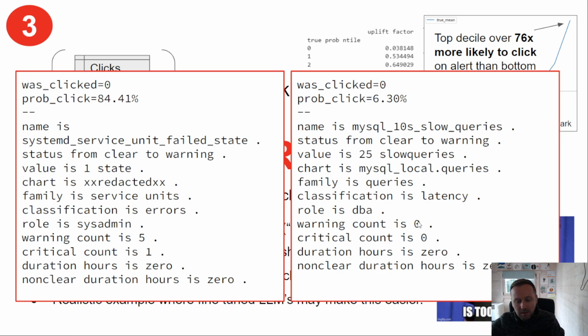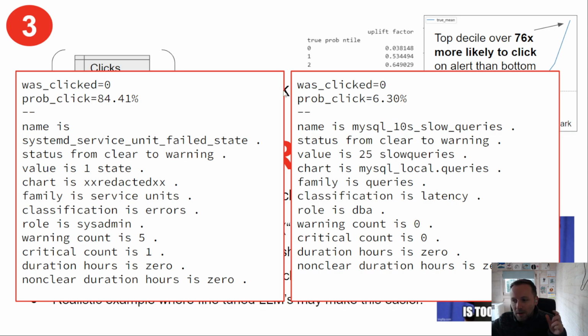There's not much else on the system here. So the model says, from what I've learned, people tend to not necessarily click on these compared to other stuff. So that's why the 6% here. And you can see that in reality, neither of these was clicked.